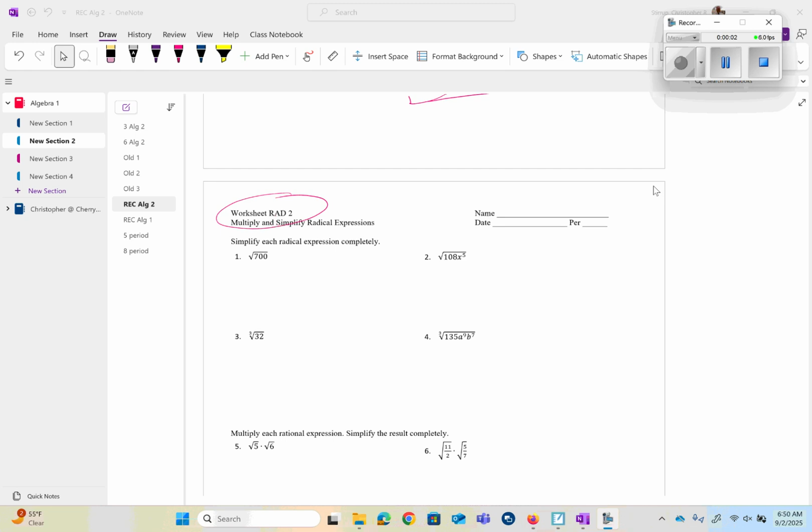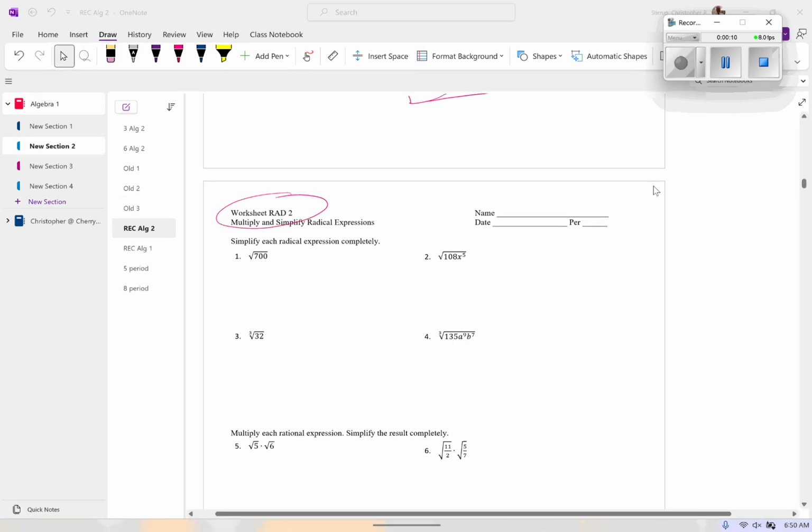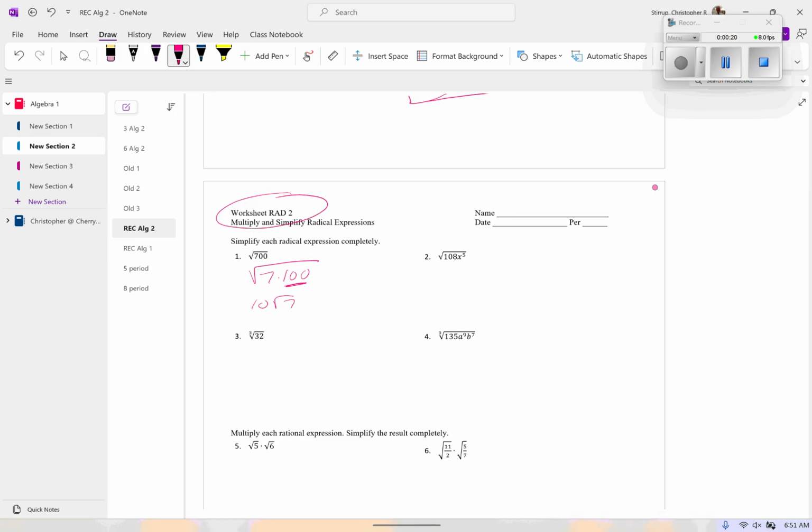Hi, Algebra 2. This is the homework for Radical 2, and then we'll lecture on Radical 3 after this. Simplify each expression, so you want to break this down to perfect square roots. 100 is the biggest perfect square, so the square root of 100 is 10, so 10 root 7.